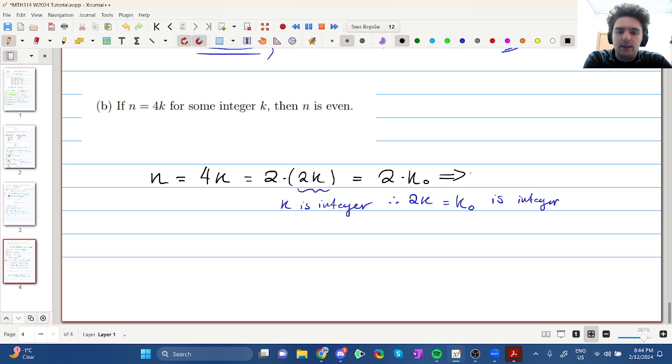Which logically implies n is even. And there we go. That's really it. We just show from n equals 4k, which is 2 times 2k, that 2k is an integer because k is an integer. So n is 2 times k naught, so it's even. Pretty straightforward question, but if anybody has problems, please feel free to ask me.